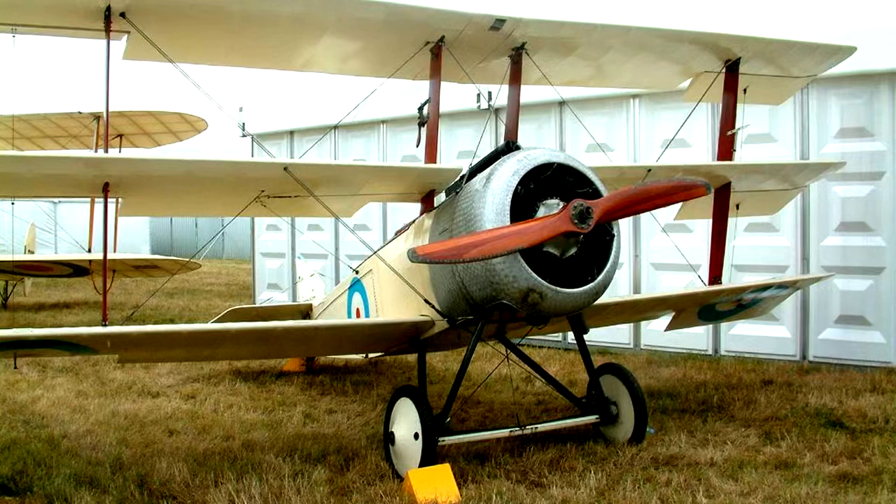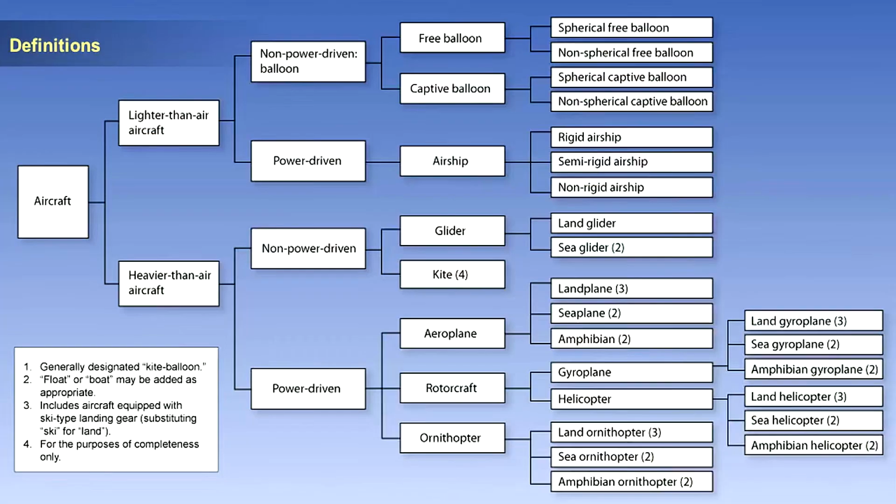Annex 7 to the Chicago Convention covers this requirement in more detail and specifies the standards for registration and registration marks. Authorities may exempt an aircraft from registration in certain circumstances, aircraft under test or historic aircraft for example.